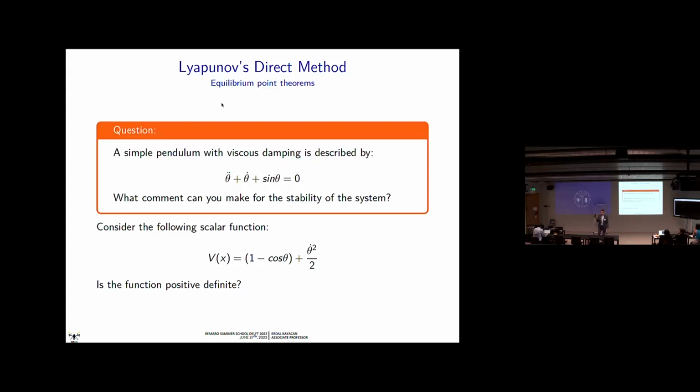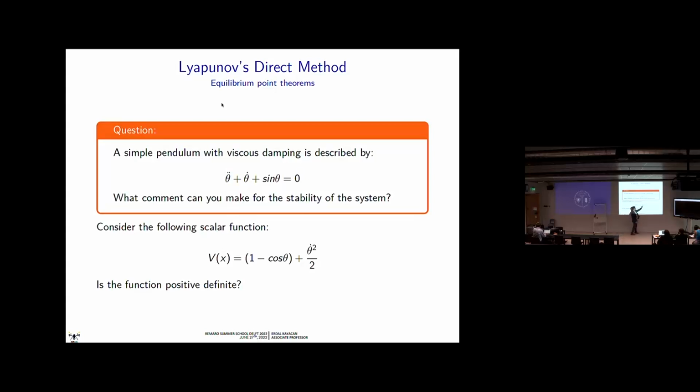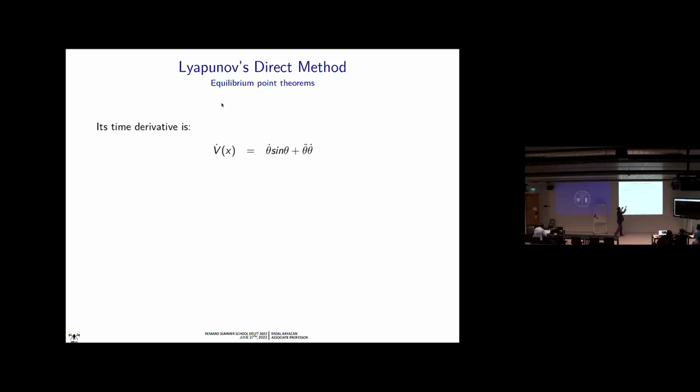The derivative should be semi-definite, then my conclusion is going to be stable. So let's see whether we can do it or not. What is V dot? V dot is theta dot sine theta, theta double dot theta. It's here, right? Minus sine, minus minus positive, sine theta, theta dot, 2 times theta dot, theta double dot. The 2's are cancelled. And then you have this function, V dot. And this function is smaller than theta dot square.